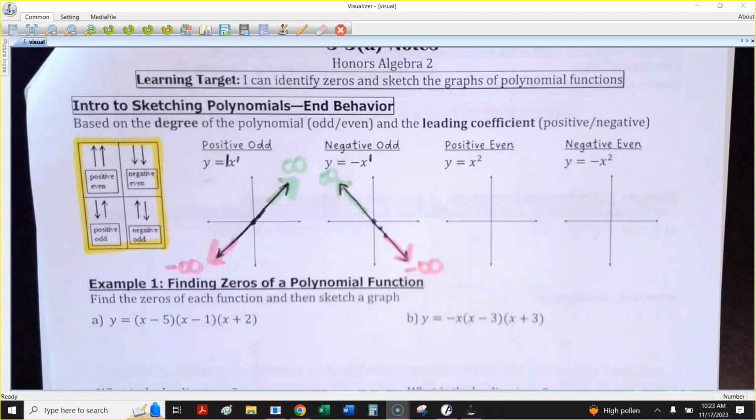So you'll just have to look at the equation to figure out which one of those end behaviors you want to pick. Now, even functions would be like my highest power is 2, 4, 6, 8.